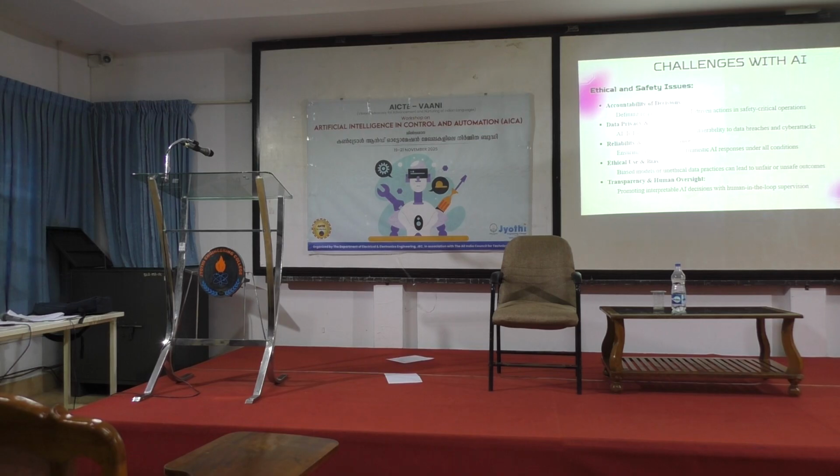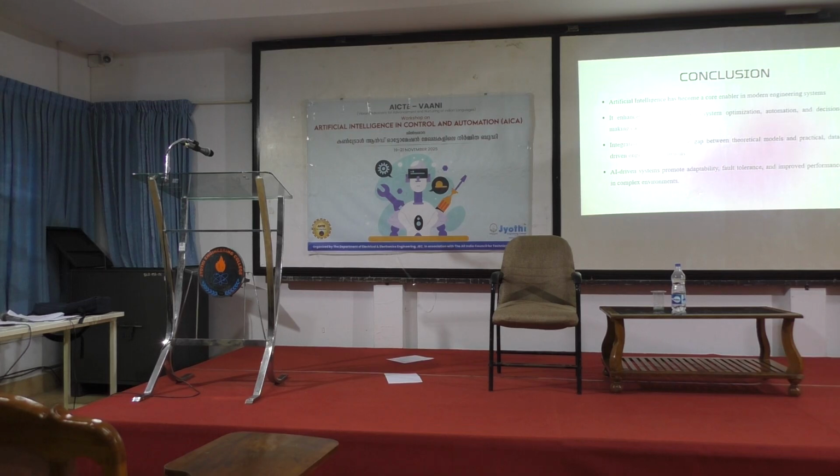So artificial intelligence has become very important for modern engineering systems. Without AI we cannot implement anything in modern engineering systems. From the cell phone up to the maximum power industry, we are using AI everywhere, because we are improving efficiency using AI. Then we are collecting more data, and to handle the data we need artificial intelligence only.